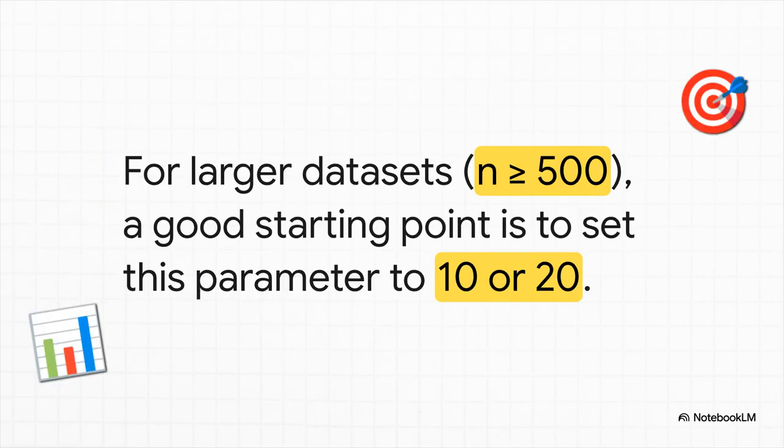So, where should you start? What's a good number? Well, if you're working with a decent-sized dataset, let's say 500 records or more, setting this value somewhere between 10 and 20 is a fantastic starting point. This just makes sure that every final conclusion your model comes to is backed up by a solid chunk of evidence, not just some random outlier.